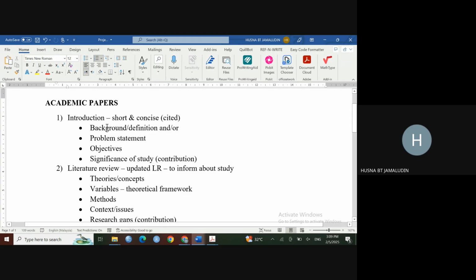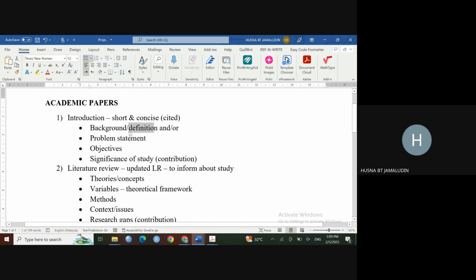So under introduction, it should be short as well as concise. When I say short and concise, it means that you have to cite other studies as well to show how significant your study is. So what do we expect under introduction? You can have your background of study. You can also define your topic. Sometimes your topic is very technical, so people are not very familiar with it. So you have to define it.